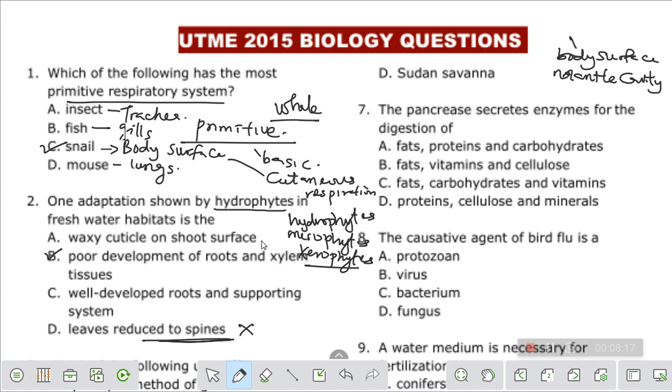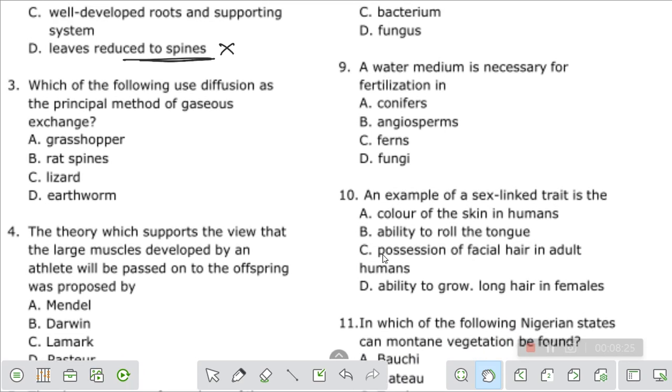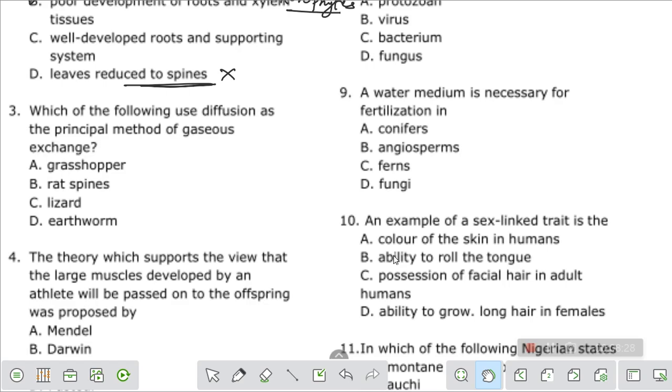Which of the following uses diffusion as primary method of gaseous exchange? Is it grasshopper? Is it rat? Is it lizard? Is it earthworm? When I was teaching you the classification of plants and animals, I told you the earthworm uses the body surface. To be precise, they use moist body surface for respiration. Lizards work on land, so that would be lungs. Rats use lungs. Insects use trachea, right?